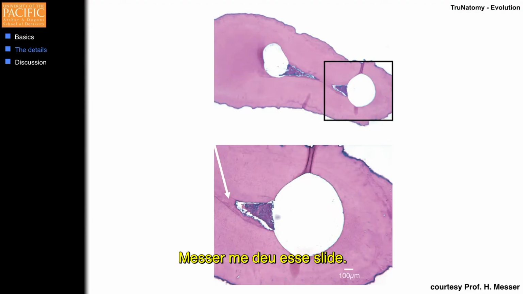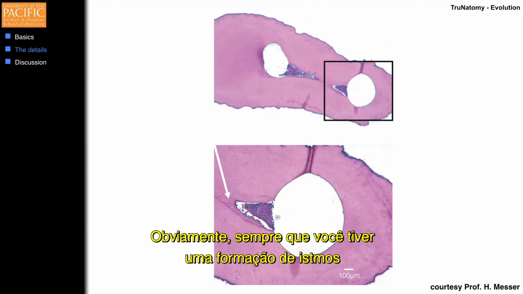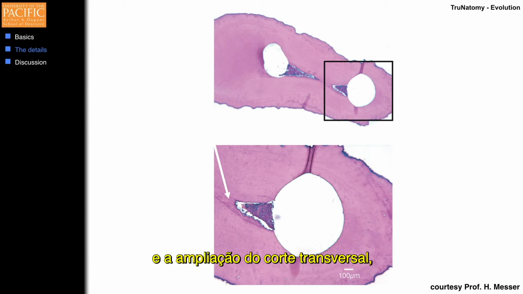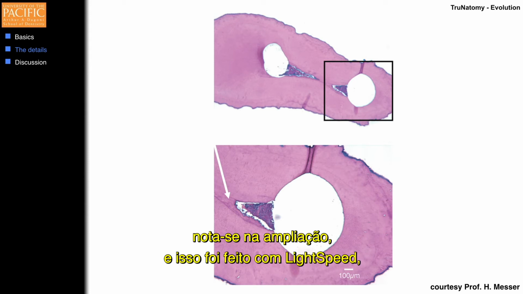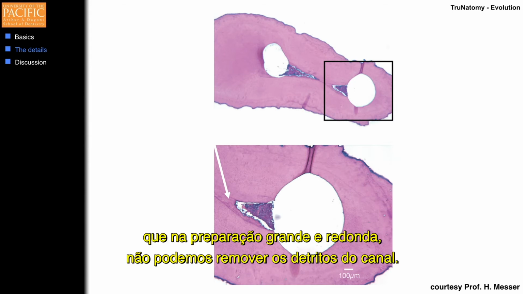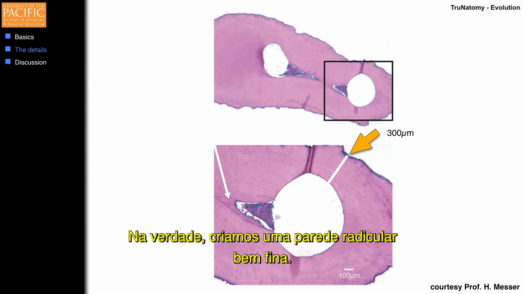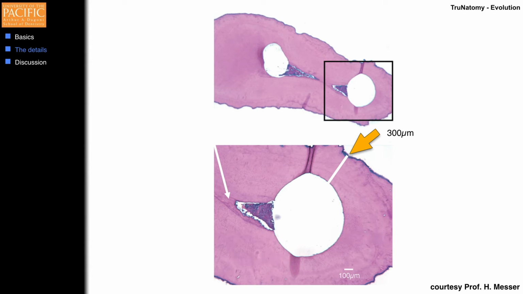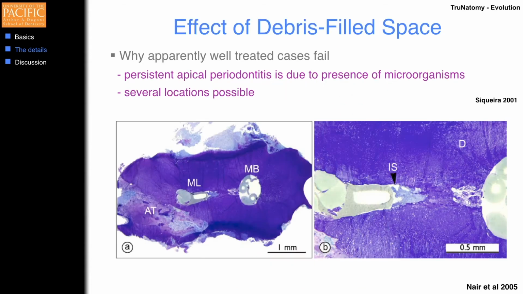Harold Messer gave me this slide, and it's quite obvious. Anytime you have an isthmus-type formation, in the magnification of this cross-section you see very clearly that while there's a large round preparation, this is done with LightSpeed, by the way, the debris hasn't been able to be removed out of that canal shape. In fact, all that we have created is now a very thin radicular wall. Right? That's not what we want.